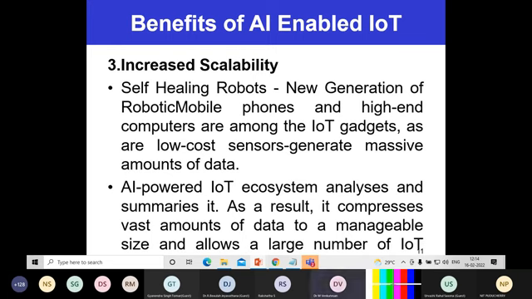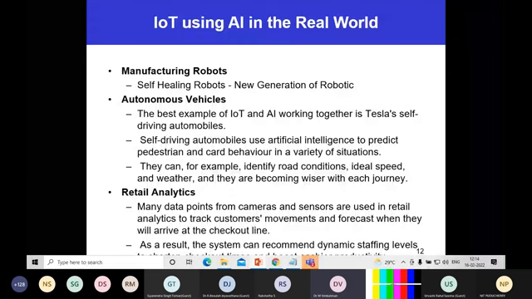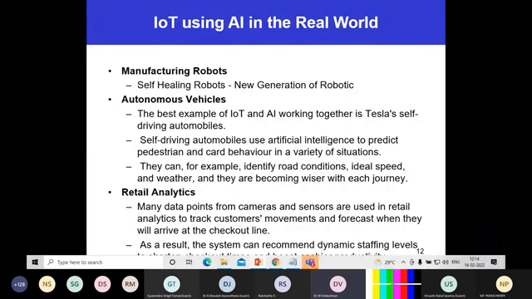Here I have specified only limited benefits. There are a lot of benefits when you go for AI-enabled IoT. And there are real-world examples of IoT using AI which already exist, like I talked about robotics. When you talk about robotics, without IoT and AI we cannot do anything. Self-healing robots are an example, a new generation of robotics. And autonomous vehicles, like Tesla's self-driving automobiles.